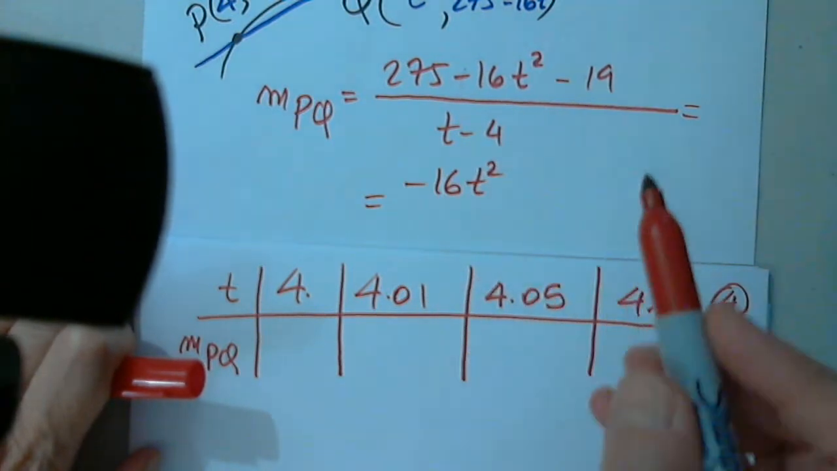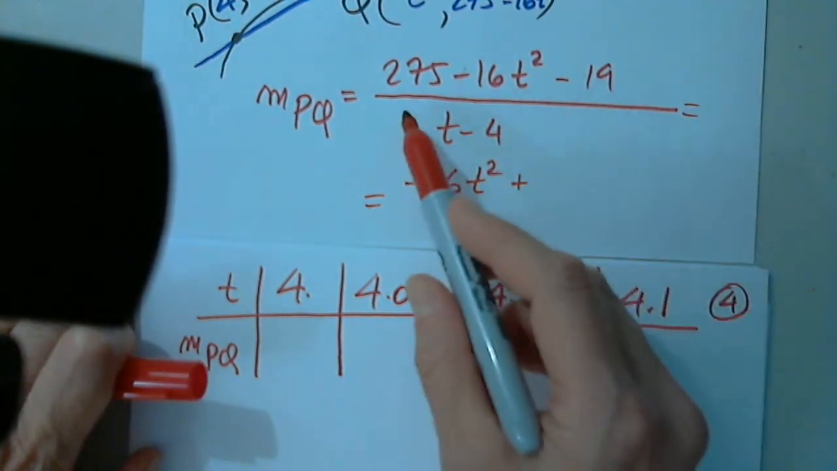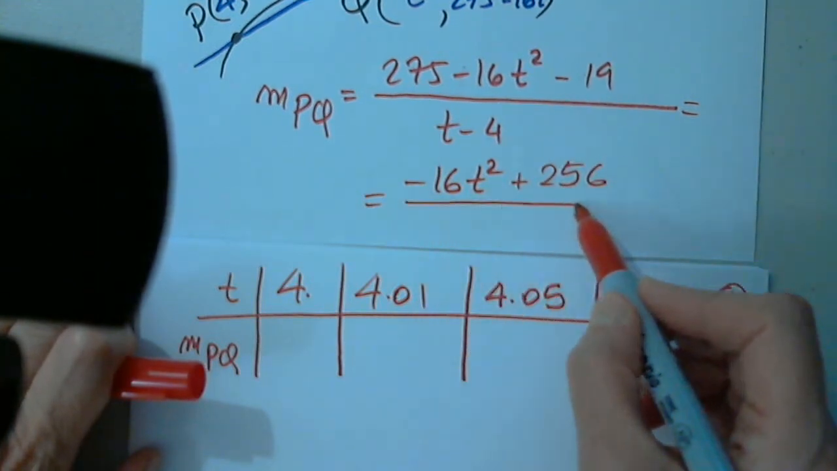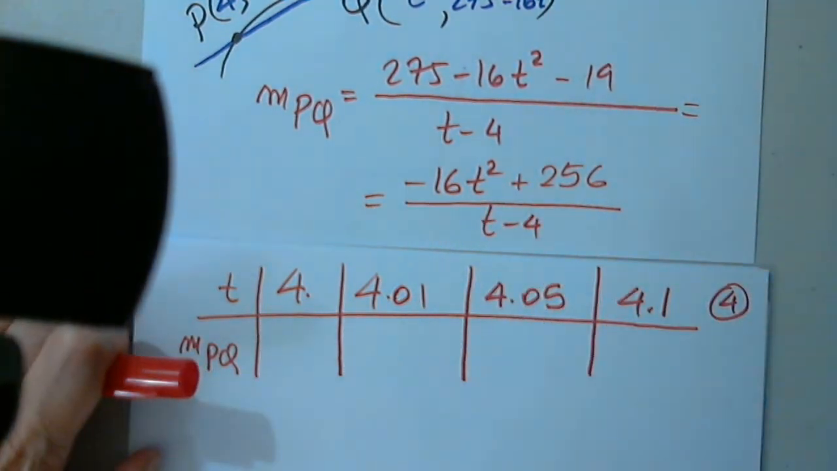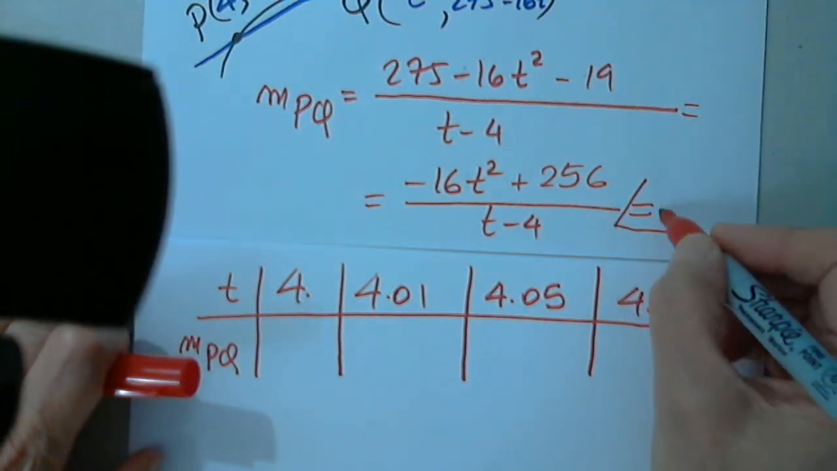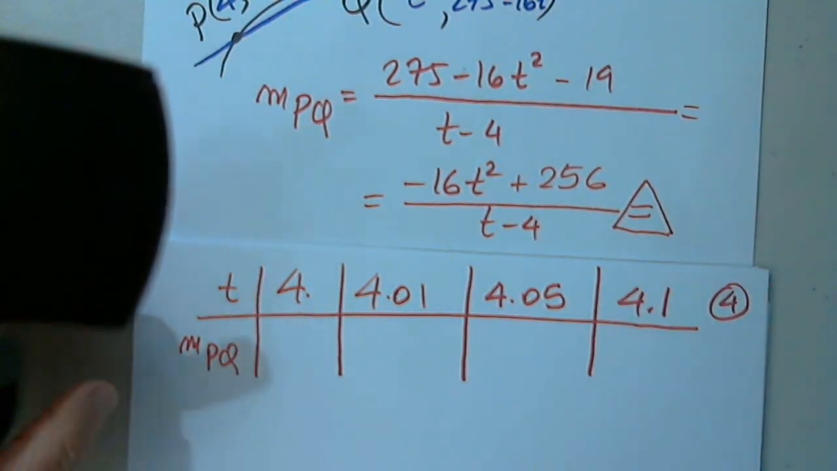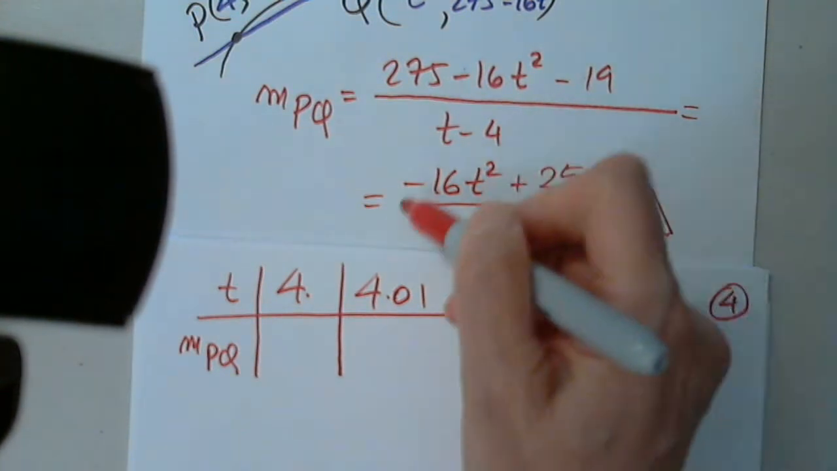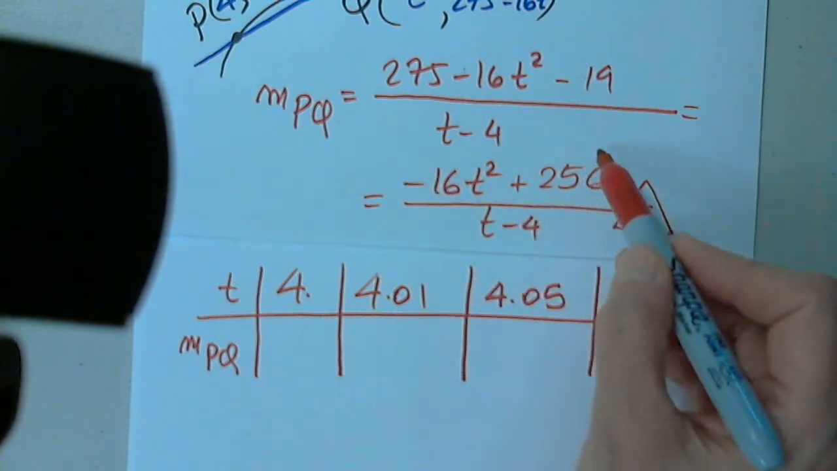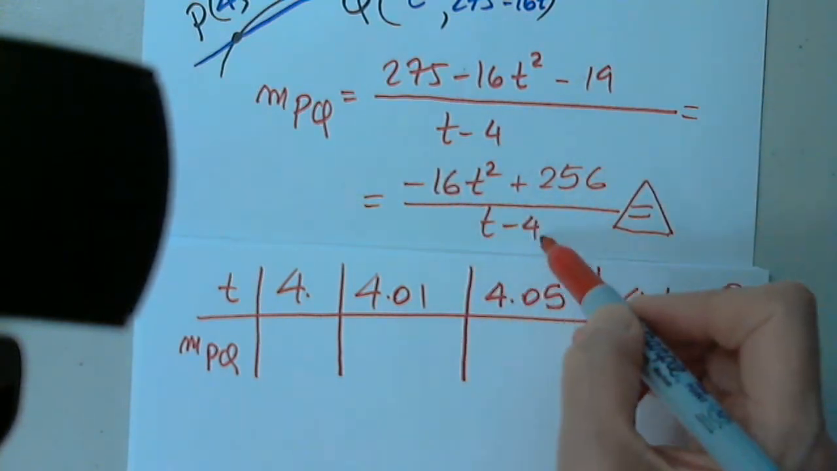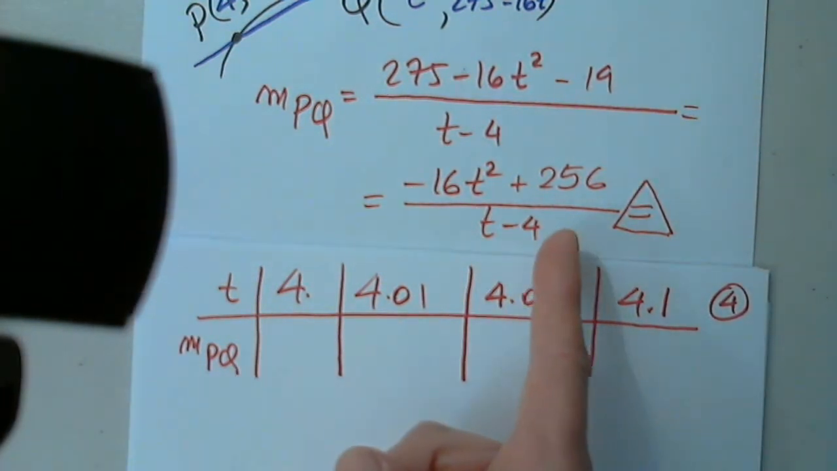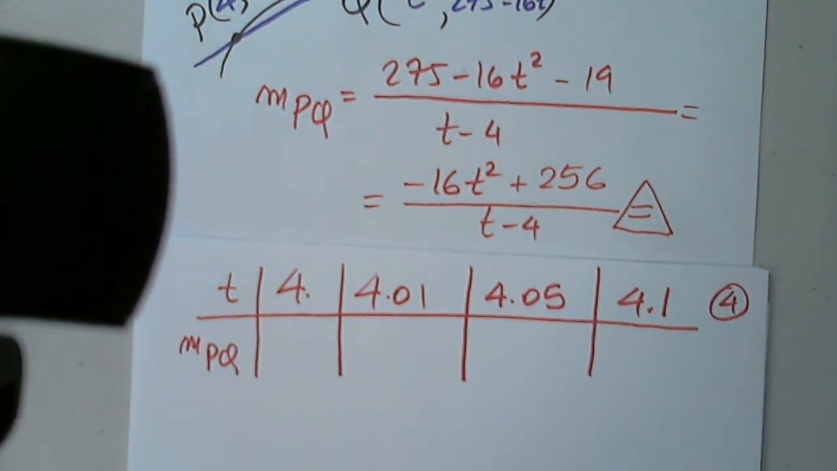Exactly like before, we can simplify this a tiny bit: negative 16t squared plus, how much is this? 256? Correct me if I'm wrong. And over t minus 4. Leave it alone for now, we're going to come back to it. So for now, we're going to plug this in. Remember, parentheses around the numerator, parentheses around the denominator. We're going to put in these numbers and then guess, and then simplify. And there is no guess anymore.